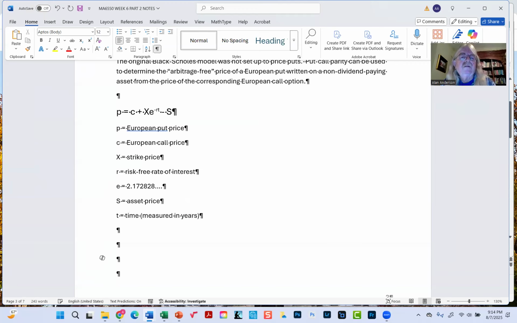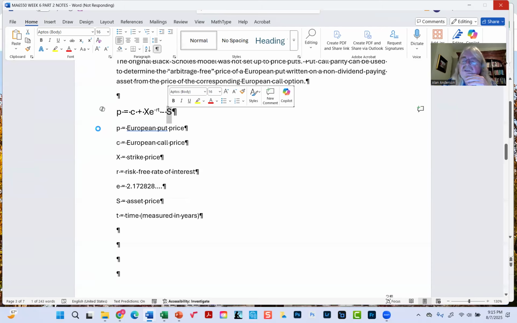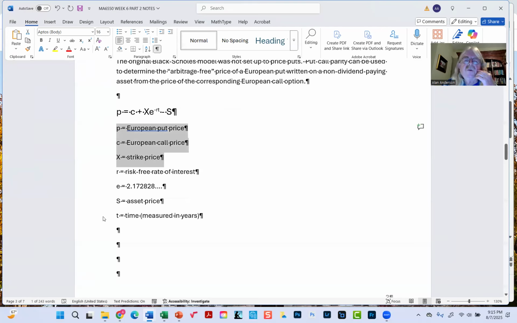So they're claiming here that if I know the C, the call price that came from the Black-Scholes model, all I have to do is add the present value of the strike, subtract the stock price, and I'm all set. There's my European put price. So the question is why? Where did this formula come from?